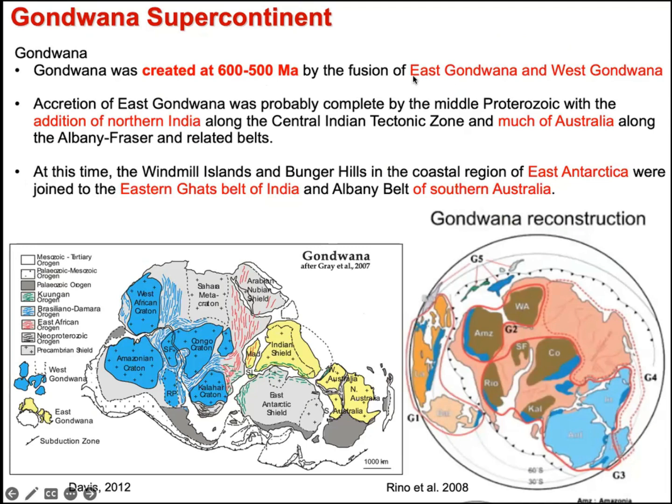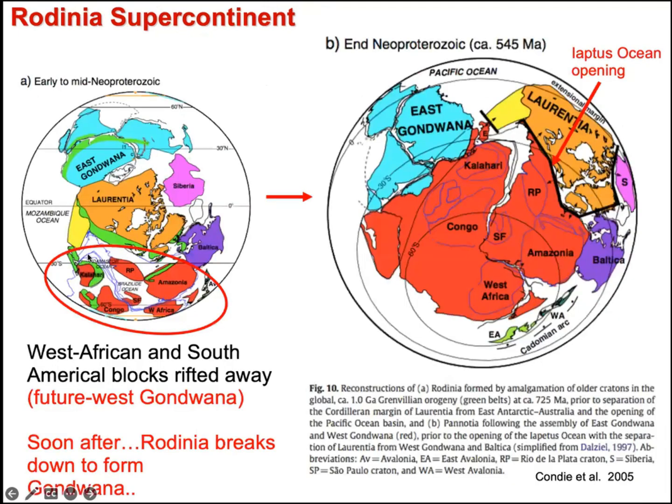The main tectonic activity that happened was the East Gondwana and West Gondwana suturing, or fusion. So you can see here in the Rodinia, this part is the West Gondwana and this blue part is the East Gondwana. Right here, see East Gondwana and West Gondwana. Those two sub-supercontinents collided with each other to form the huge supercontinent, the Gondwana.